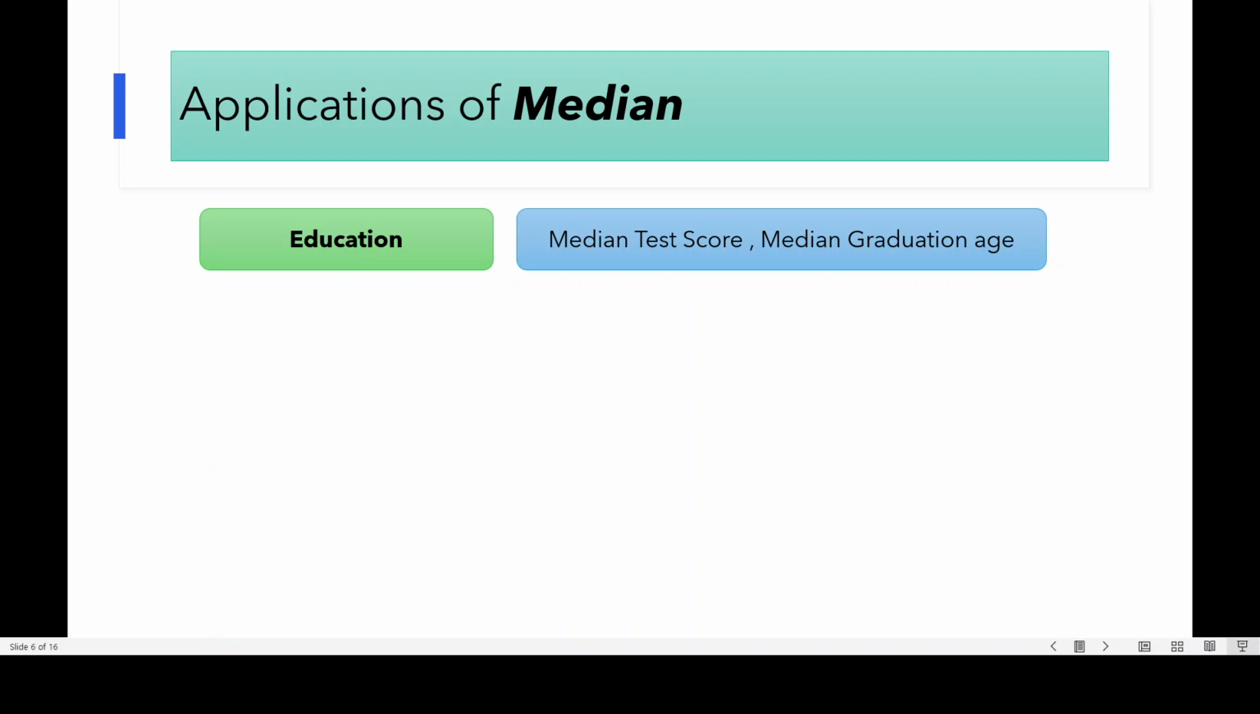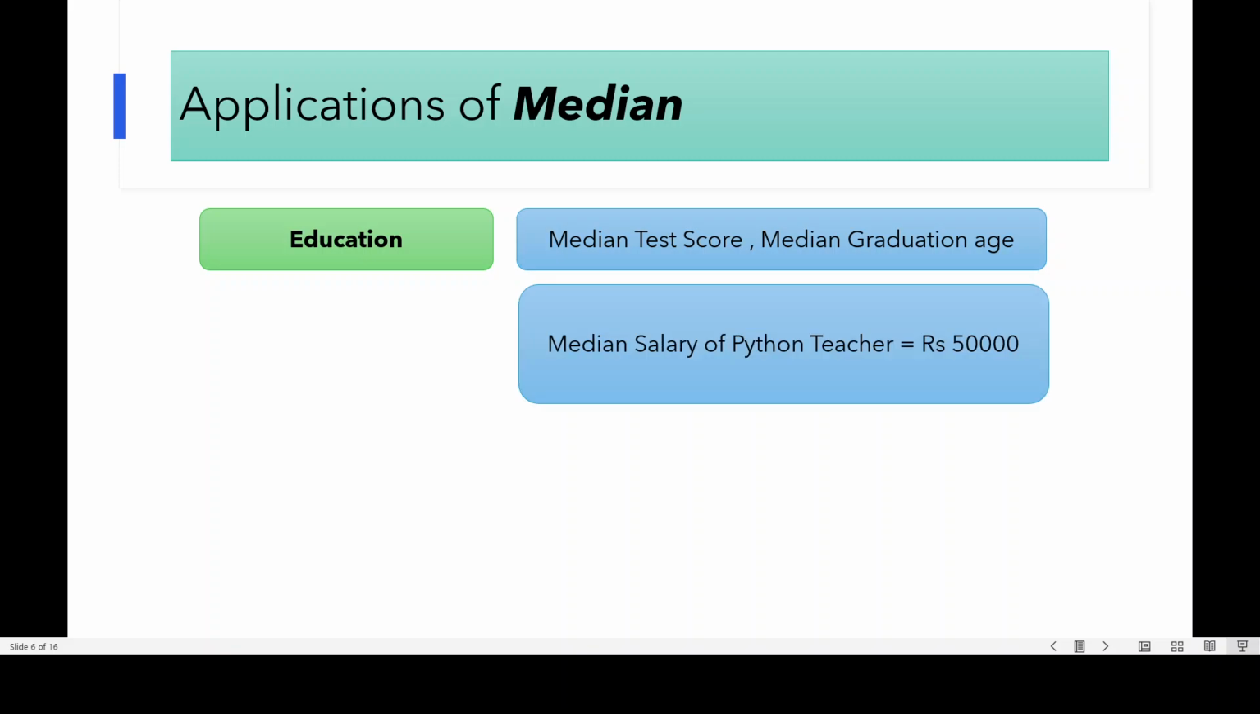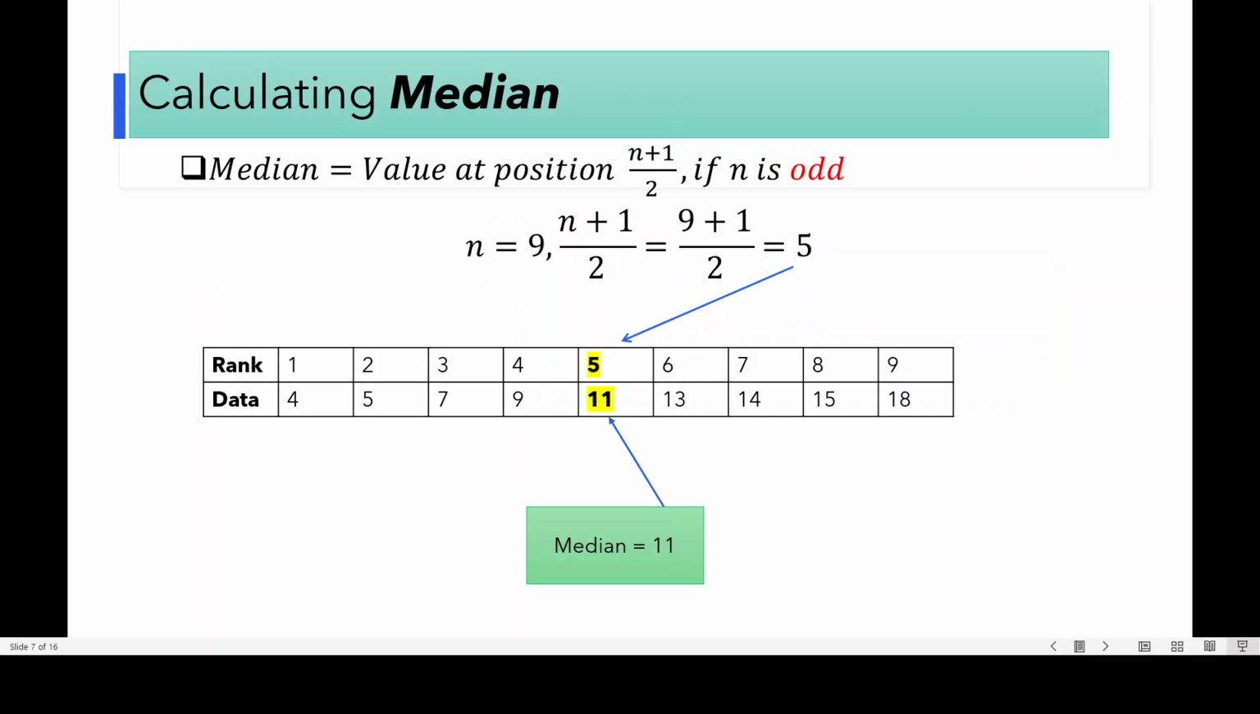In education, we can use the median to calculate the median test score, or exam scores. If, for example, the score is 75, it means that half of the students scored below 75 and half of the students scored above 75.